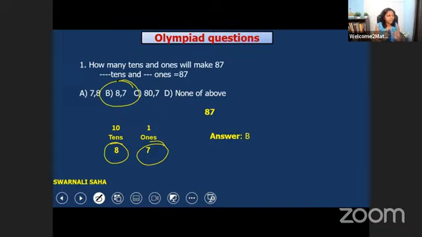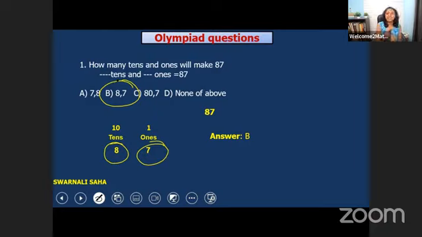Okay, answer is B, not C. 80, no. 80 is place value. 8 into 10 is place value. But how many tens? They are asking you how many tens. So many children get confused in this type of question. Okay, so just remember they are asking you how many tens.